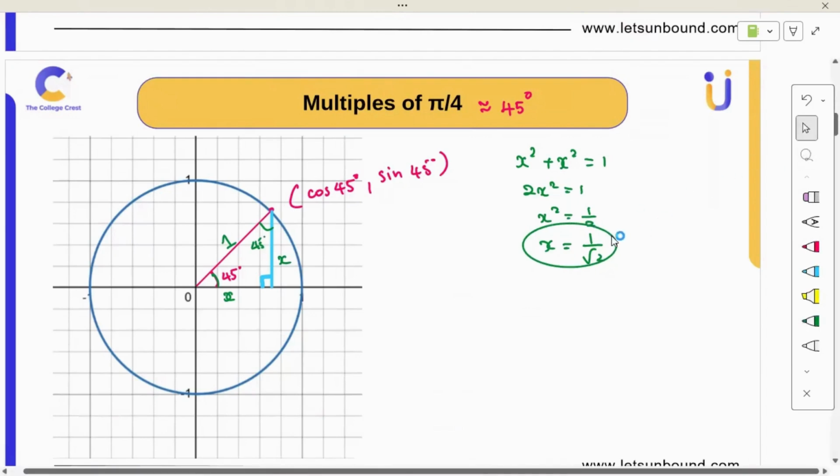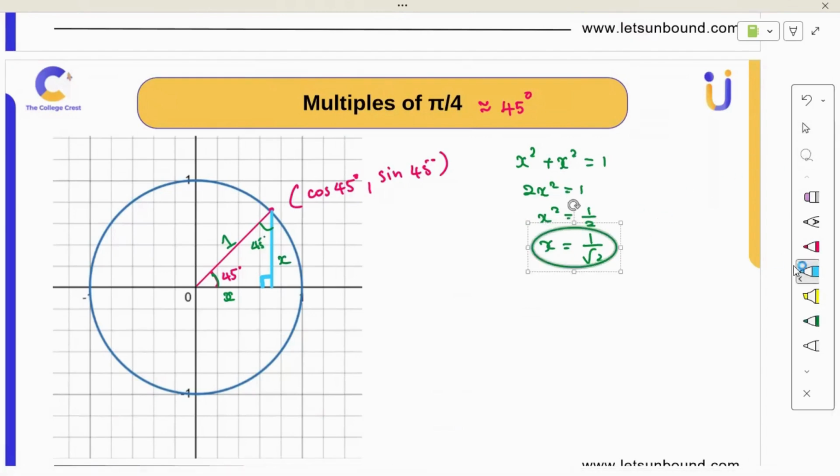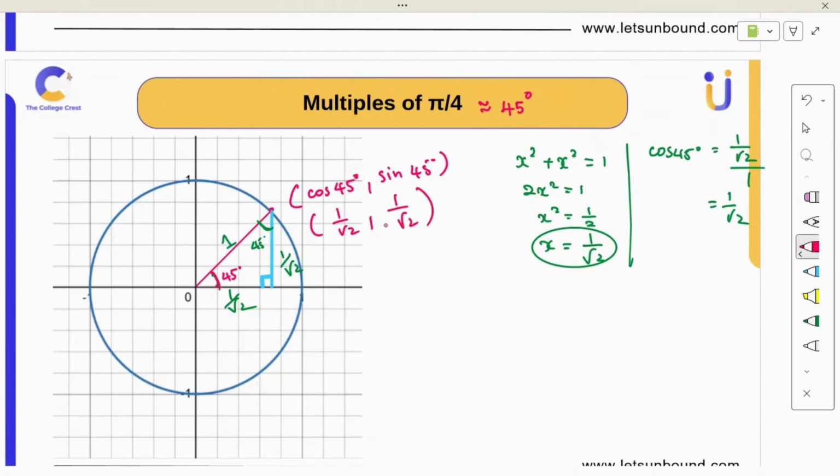So this is my x value. In that place, I can use 1 over root 2. Right. So cos 45, how can I find it? Cos 45 means, if I take this 45, it's adjacent by hypotenuse, 1 by root 2 over 1, it's just 1 by root 2. Sin 45 is also 1 by root 2. Okay, so that's it. This is how we find cos 45 and sin 45.